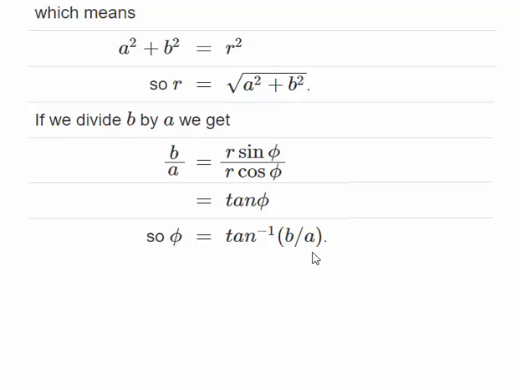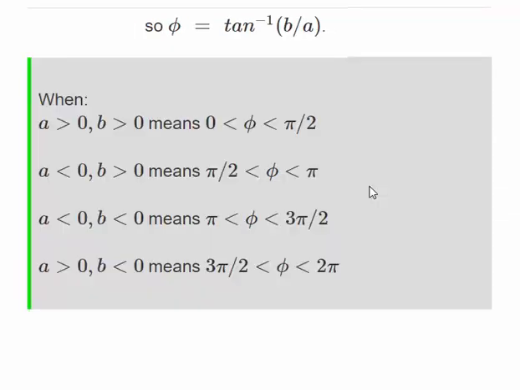A and b can have any value from minus infinity to plus infinity. We have a problem with our calculators that they can't generally distinguish the difference between minus b over a or b over minus a. So let's just look at the four quadrants. In this first case we've got a is positive and b is positive. So let's just draw that. So a is positive and b is positive. So φ is going to be between 0 and π over 2, or 0 and 90 if you prefer.